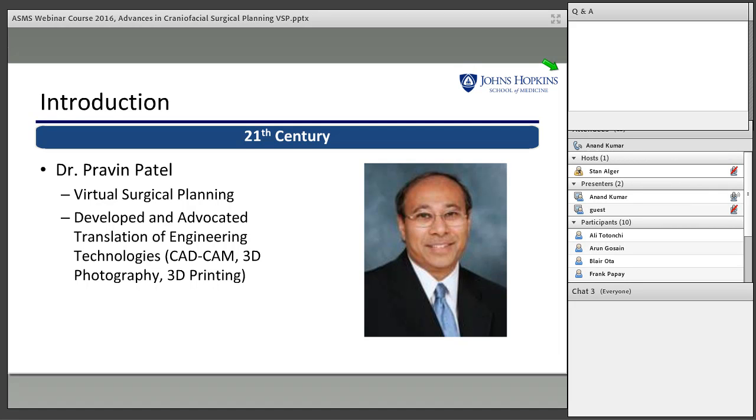and really developed a lot of translational engineering technologies, particularly with CAD/CAM, computer-assisted design and computer-assisted manufacturing, and sort of bridging 3D photography as well as 3D printing, right? And all of these technologies were designed to facilitate improved control of the facial skeletal osteotomies given to us either by Tessier or Obwegeser or then modified by others.